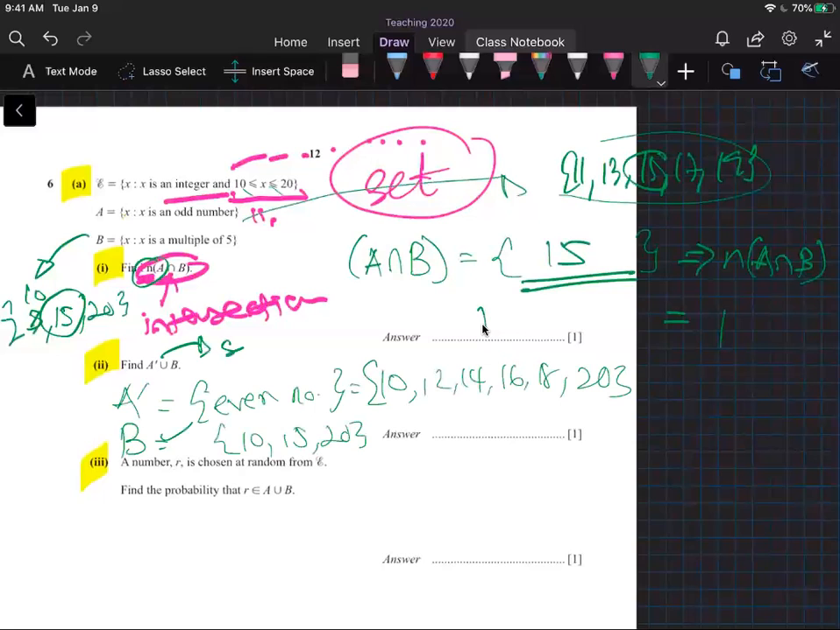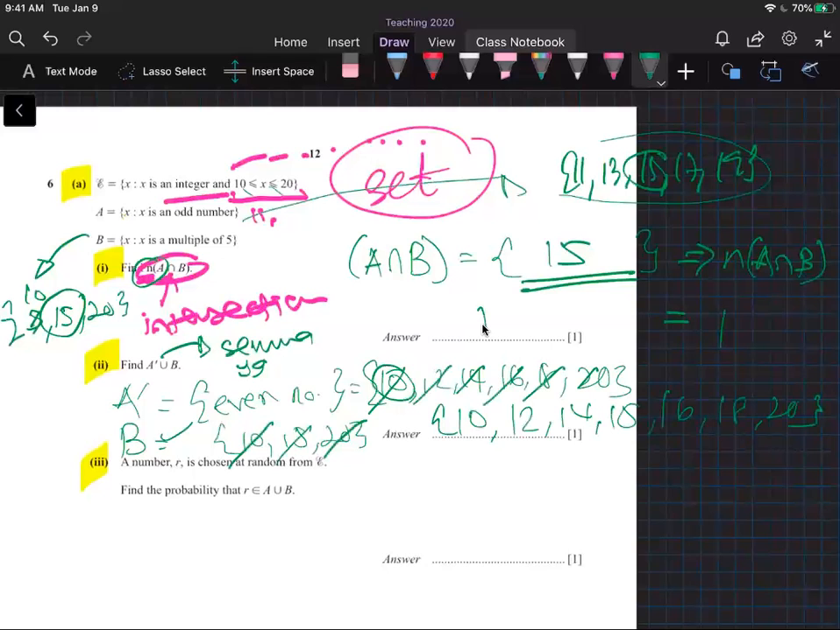So, or ini apa? Semua yang ada dalam semua sekali. So artinya, you have to list out. So artinya 10, jangan diulang balik-balik. Dua elemen tiap, satu saja yang sama dapat diulang. 10, 12, 14, 15, 16, 18, 20. That's it. Okay, next one.